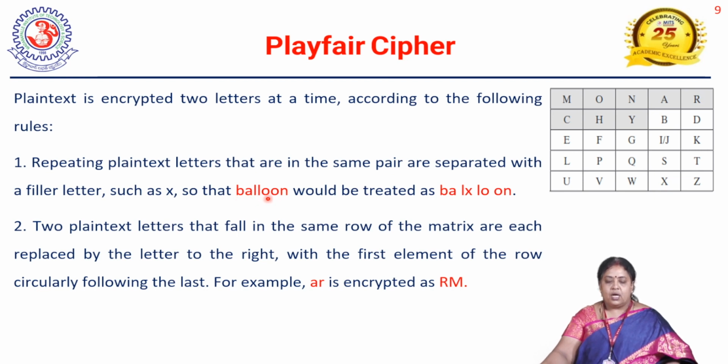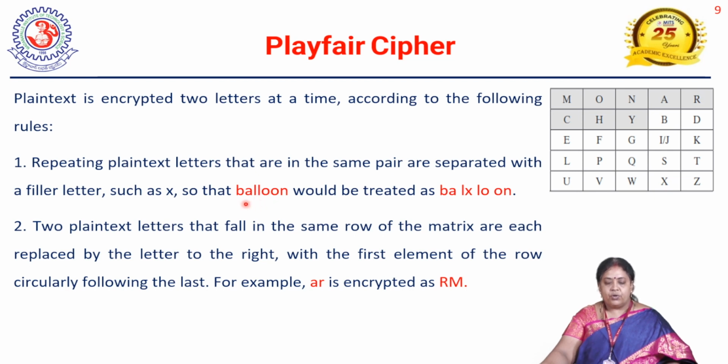Here you have to divide this word into pairs of letters. That means BA LL OO N. Now what we have to consider is that if there is a sequence of letters like this, L and L, those are the same letters. So we have to put another letter in between this LL. You are going to take the letter X and place it in between LL. So what I am saying is that the two letters in a pair will not be the same. When we divide into pairs, the two letters will not be the same.